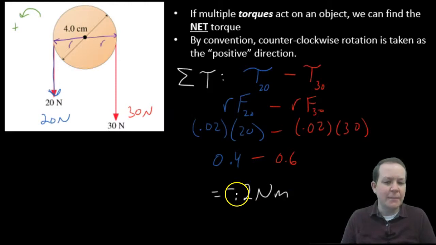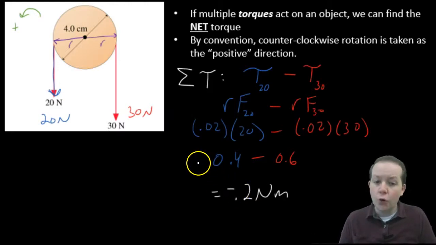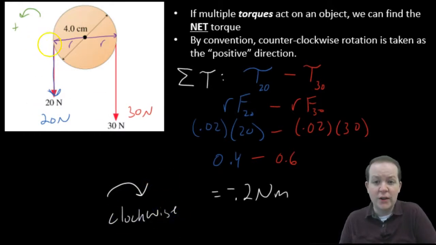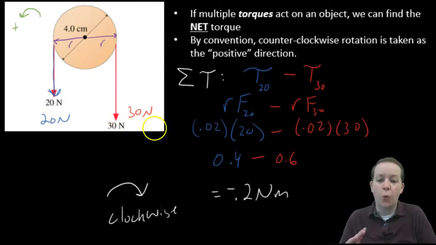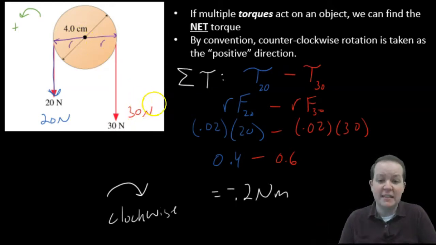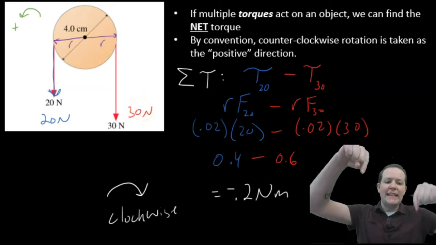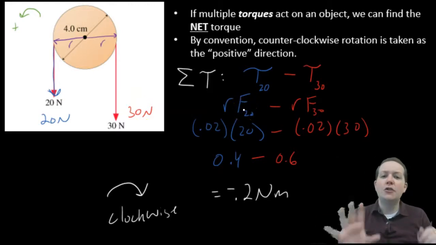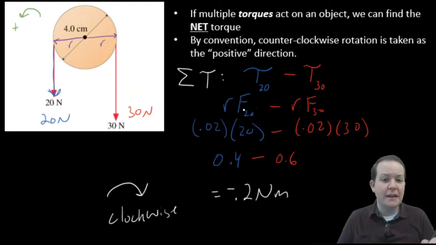What does this negative sign mean? It means that the total torque is in the clockwise direction, because negative is my clockwise direction. Does that make sense? Notice, if I have two forces, one larger than the other, and they're the same distance away, it makes sense that the larger force is going to win that battle of getting my pulley to rotate. So that's it. Looking at the total torque is very similar to looking at the net force.